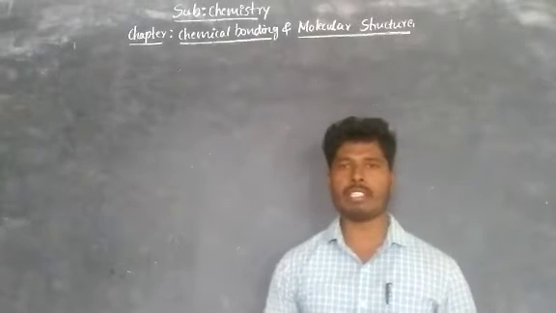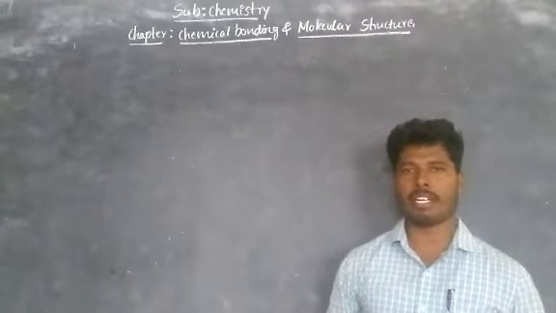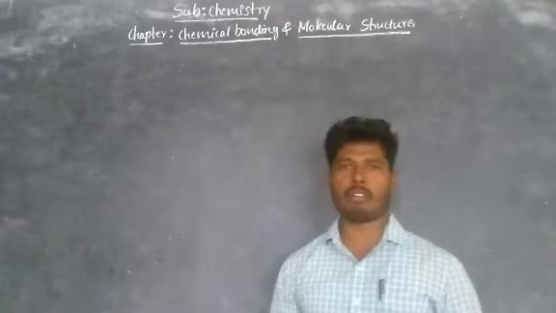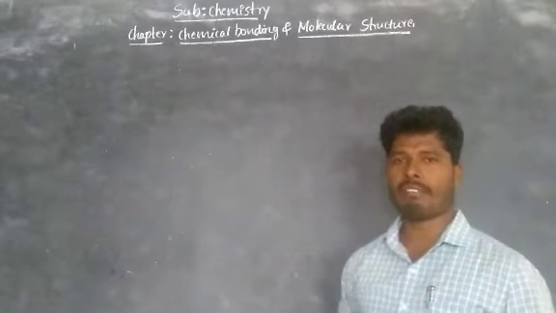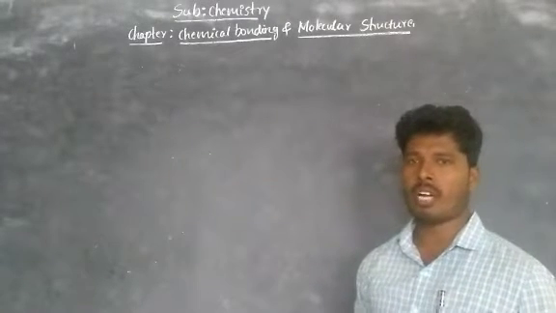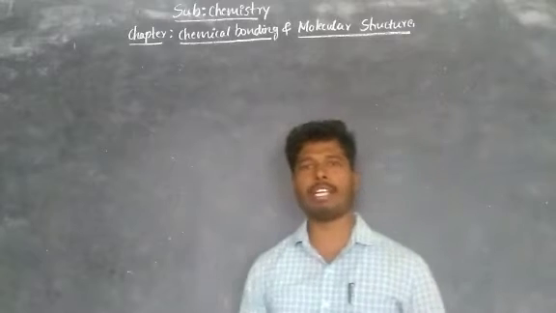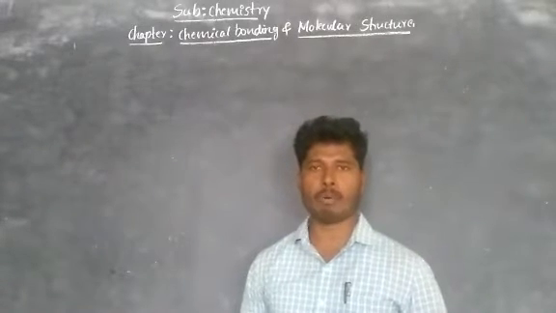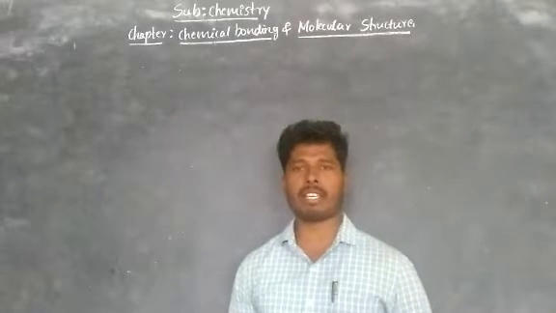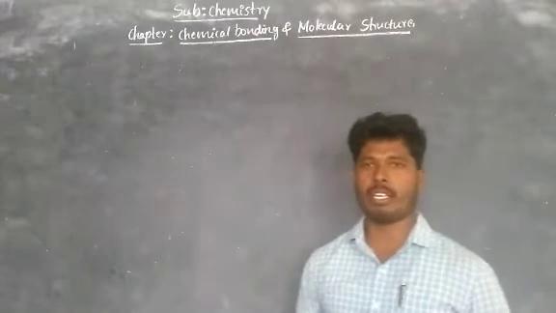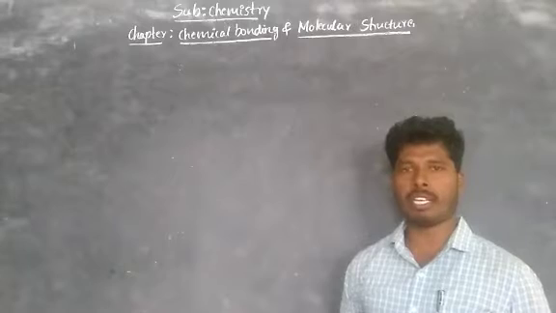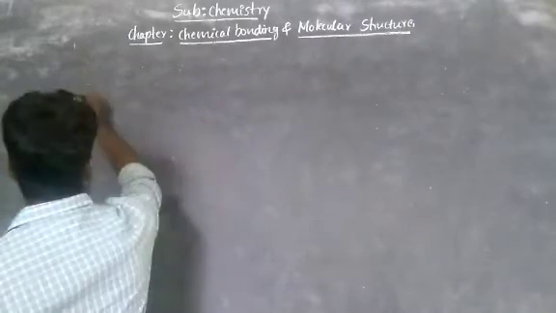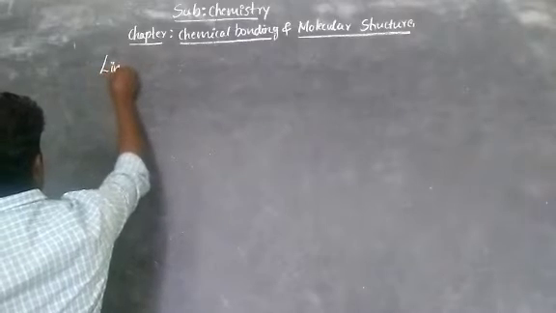Welcome to chemistry class. In the previous class, we studied the octet rule, then the Lewis dot structure along with some examples, then the definition of formal charge and the formula to calculate the formal charge of an atom in a molecule or compound. These are the things we studied in the last class. In this class, we are going to study the limitations of the octet rule.